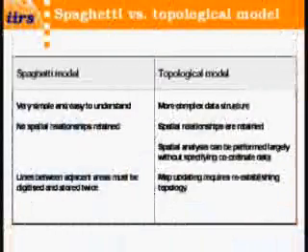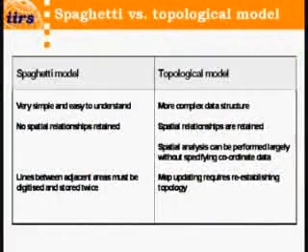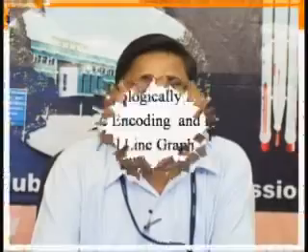Now there are some differences between the spaghetti and the topological model. Spaghetti is simple and easy to understand, though a more complex data structure, and no spatial relationship is retained. Here we are retaining the spatial relationships, which can be performed largely without specifying coordinate data. And lines between adjacent areas must be stored and digitized twice in a spaghetti model. But in the topological model, map updating requires reestablishing of topology.